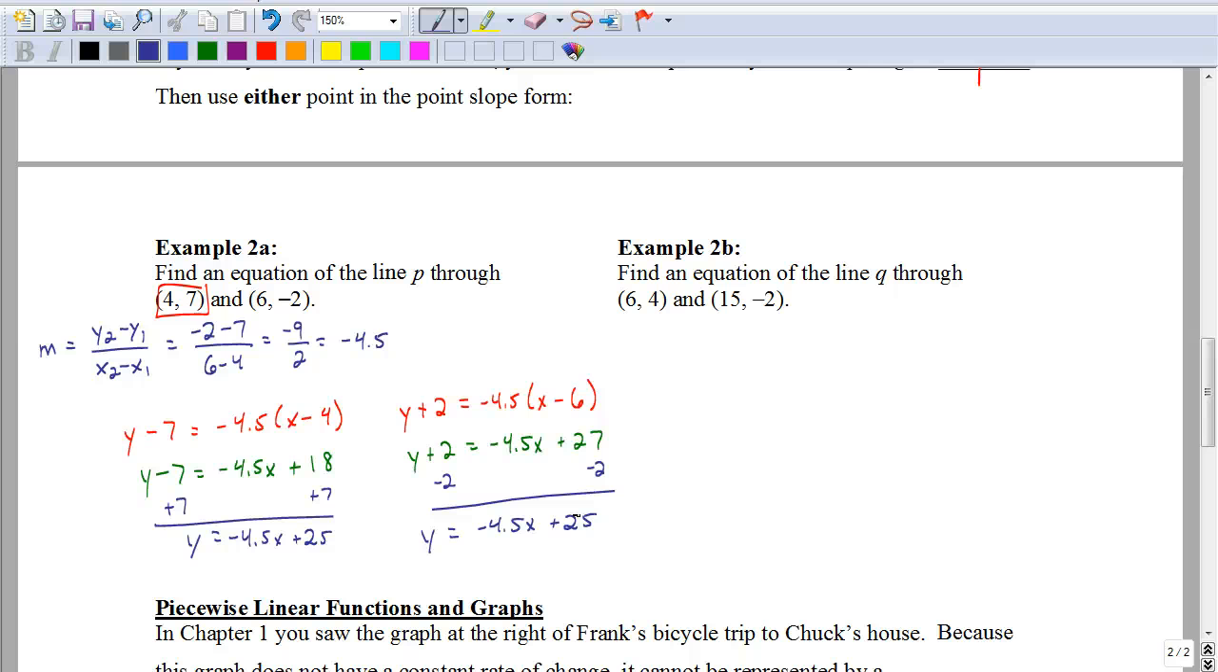Why don't you go ahead and try the next one on your own. Again, you can use either coordinate. You don't have to use both of them. Use either coordinate. And then press play when you're ready to check your answer.